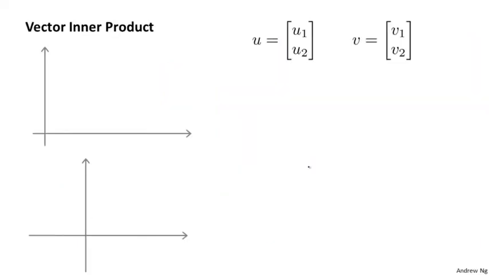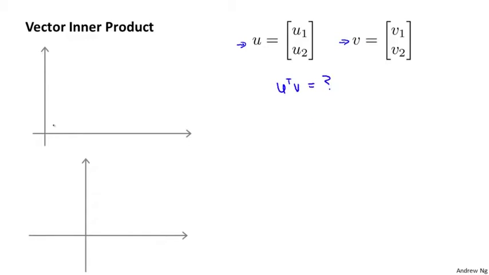In order to get started, let me first remind you of a couple of properties of vector inner products. Let's say I have two vectors u and v that look like this, both two-dimensional vectors. Then let's see what u transpose v looks like. And u transpose v is also called the inner product between the vectors u and v.